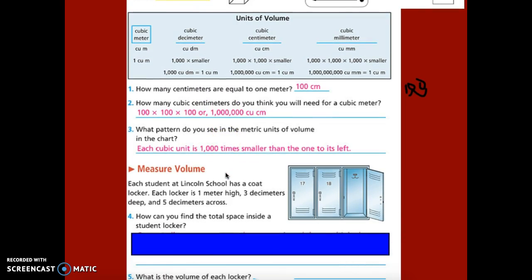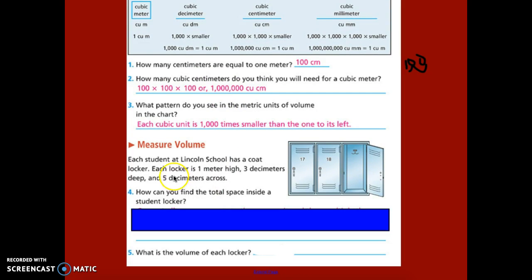All right, let's look at this problem and see if we can figure it out. Each student at Leakin School has a coat locker. Each locker is 1 meter high, 3 decimeters deep, and 5 decimeters across. How can you find the total space inside the student locker? There's one little trick here I want you to look at. This one is in meters, and the other two are in decimeters. We can't multiply when they're in different units. So the first thing we have to do is move our meters to decimeters.